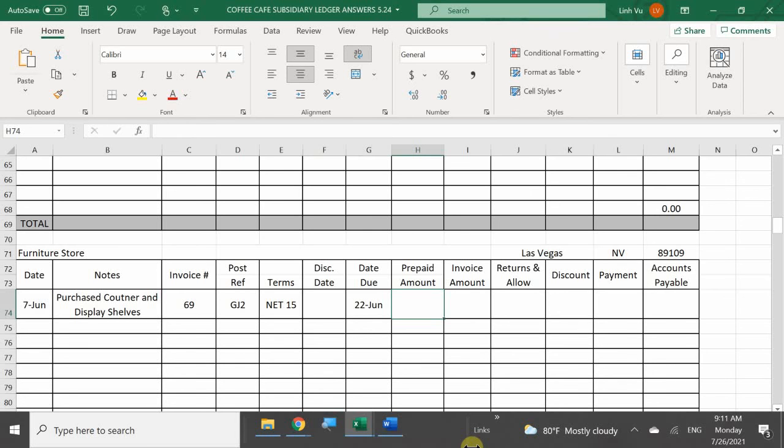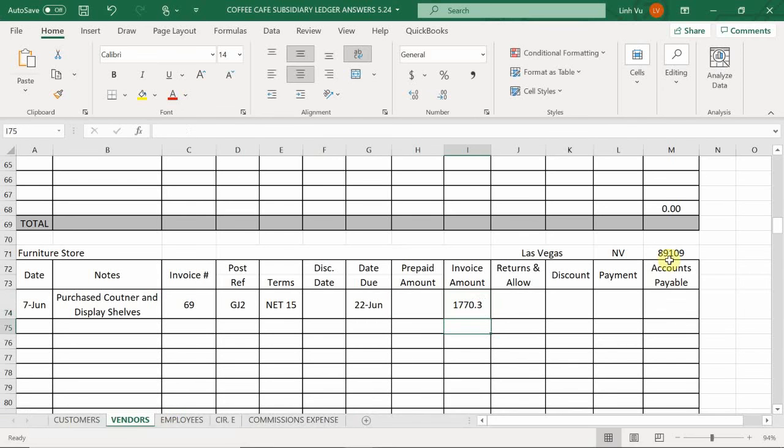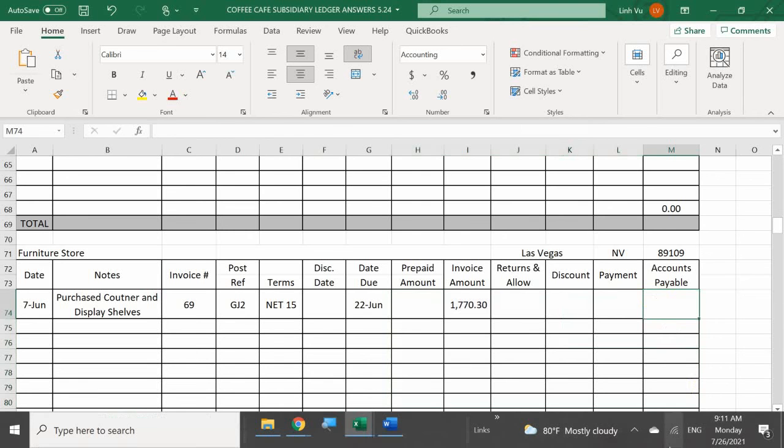Prepaid accounts, we didn't make any payments beforehand, but our invoice number is for $17.70 and 30 cents. All right. Once again, I didn't pay for it, so therefore I owe it. Okay, so let's put that formula in there. Because not only did I buy display shelves and the counter from furniture store, I also bought a desk set. So in this case, I would prefer to go ahead and enter in the formula, and I would drag it down.